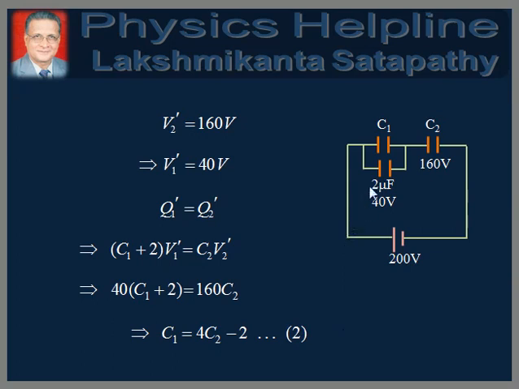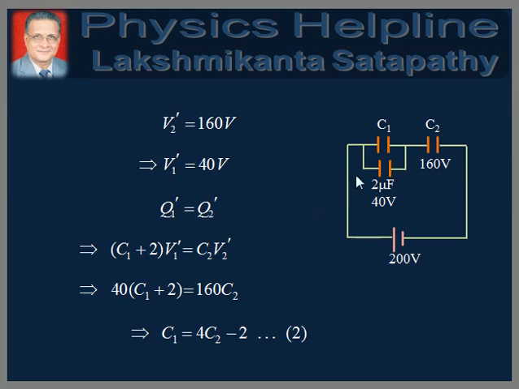Now, a 2 μF capacitor is connected across C1. Therefore, the capacitance of the parallel combination becomes equal to C1 plus 2. Now, let the potential drop across the parallel combination be V1 dash and that across C2 be V2 dash. It is given in the question that V2 dash is equal to 160 volts. Therefore, V1 dash must be equal to 40 volts because V1 dash plus V2 dash must be equal to 200 volts.